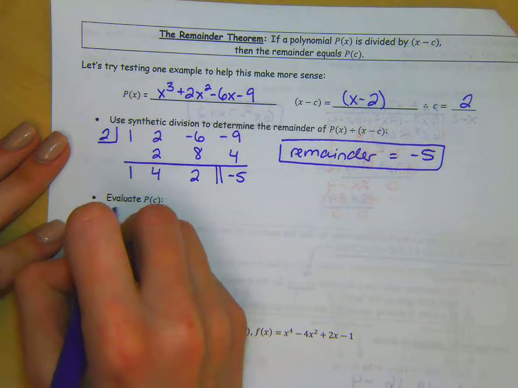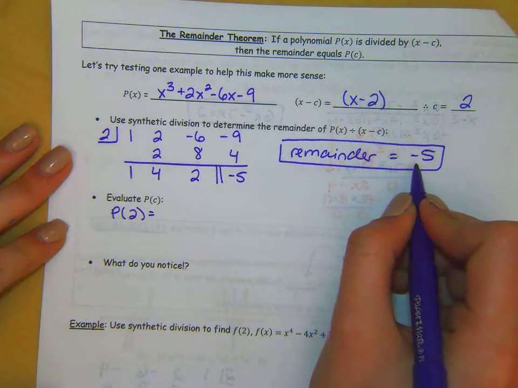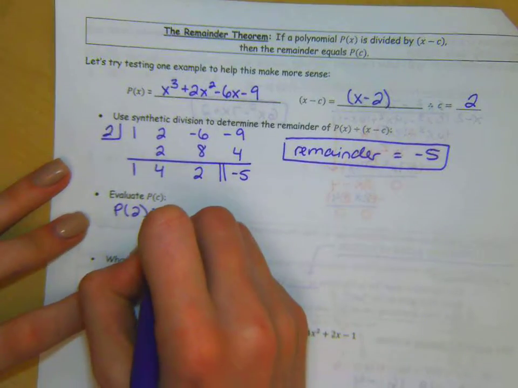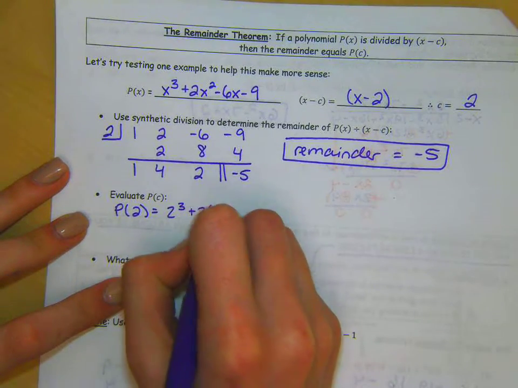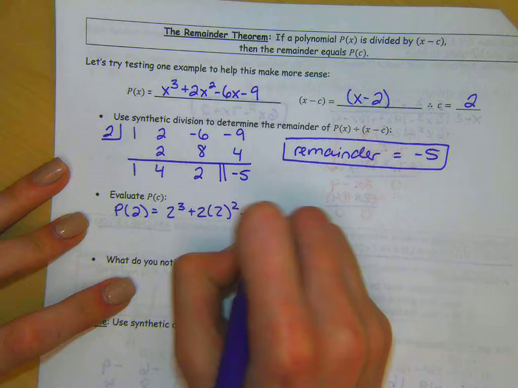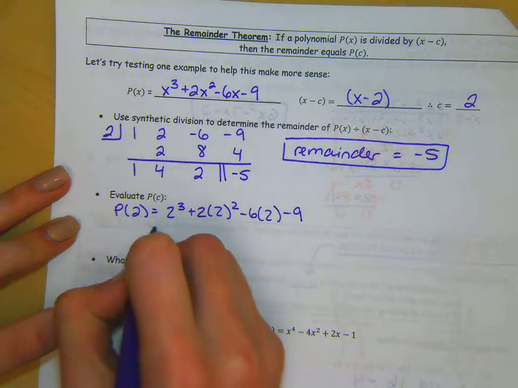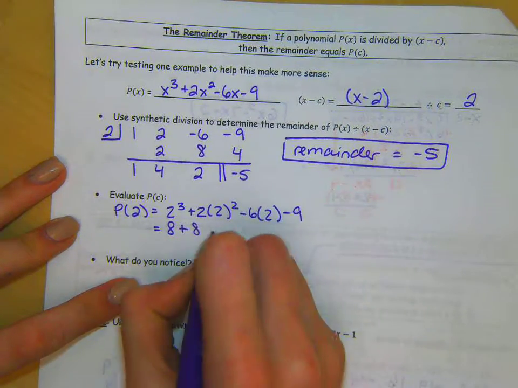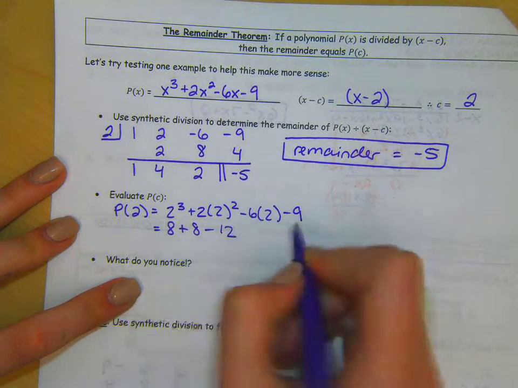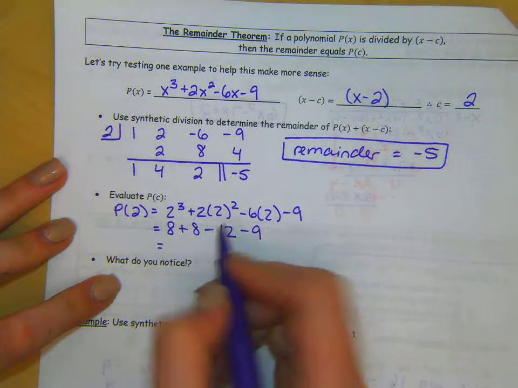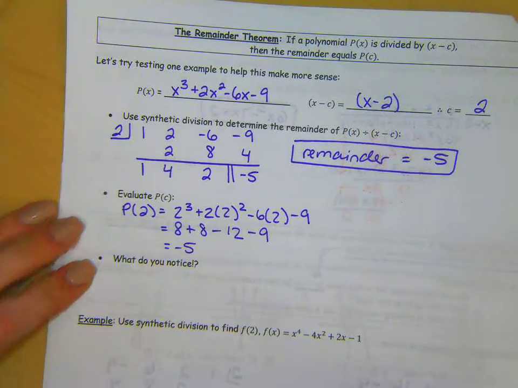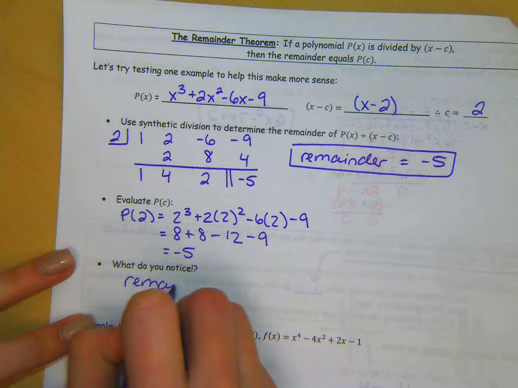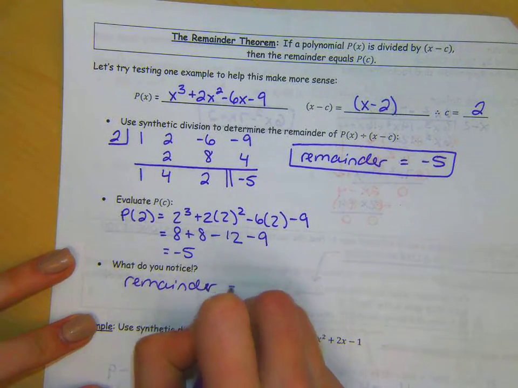Remainder equals negative 5. I want to see if I were to just plug in p of c, and c being 2, so we want to take p of 2 and check to see that it's equal to negative 5. So plugging in as a typical input, we've got 2 cubed plus 2 times 2 squared minus 6 times 2 minus 9. 2 cubed is 8. 2 times 2 squared is 8. Negative 6 times 2 is negative 12, minus 9. 8 plus 8 minus 12 minus 9 equals negative 5. So what do you notice? The remainder theorem works. The remainder, which we found to be negative 5, equals p of 2.